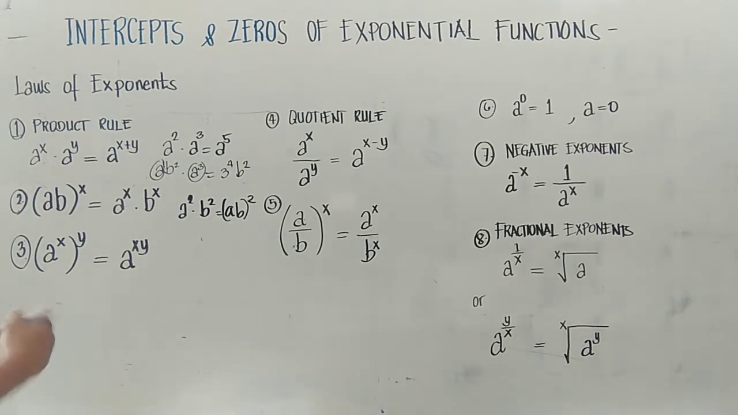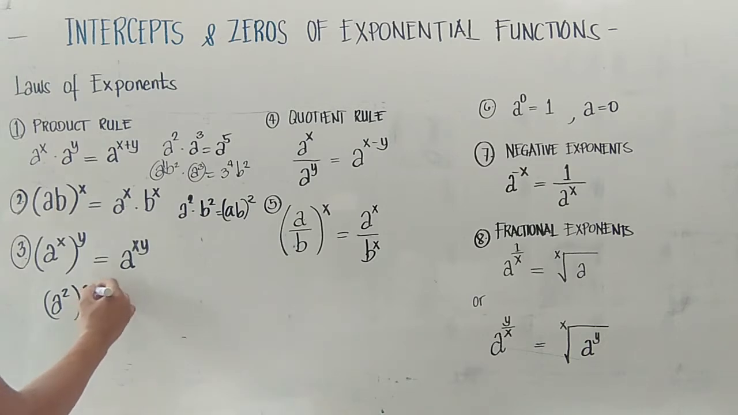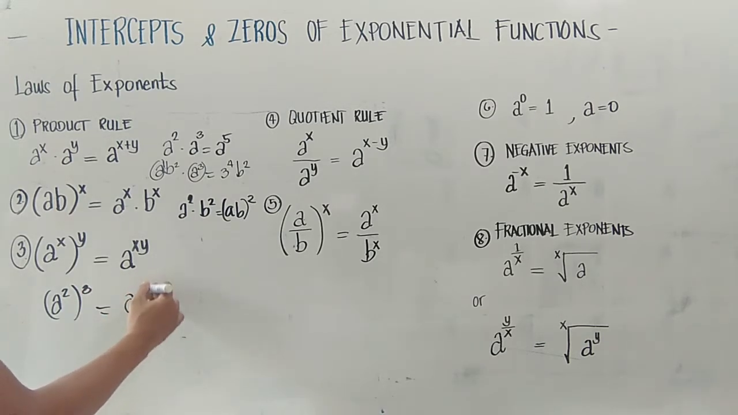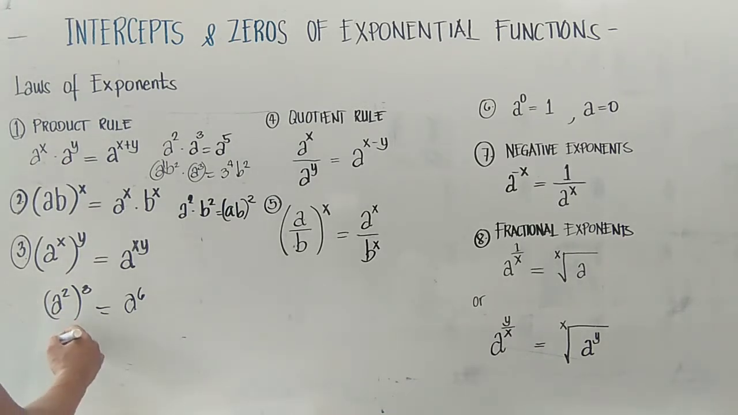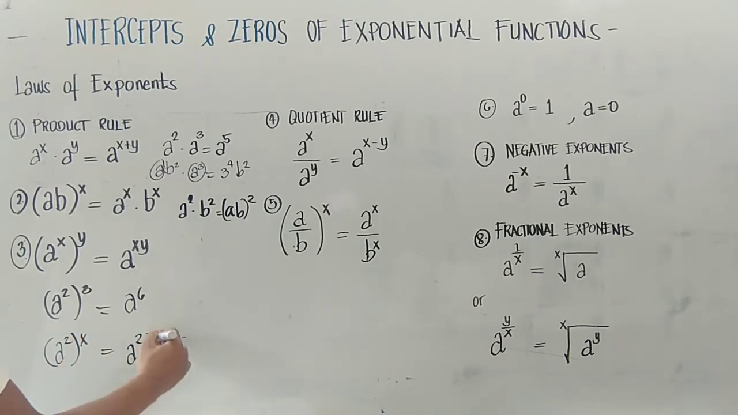is equal to a squared b squared. Okay? Then number 3, we have a raised to x raised to y is equal to a raised to x times y, known as the power raised to another power, or the power rule of exponents. For example, a raised to 2 raised to 3 is equal to a raised to 6. Another example, a raised to 2 raised to x is a raised to 2x. So for a power raised to another power, we have to multiply the exponents.